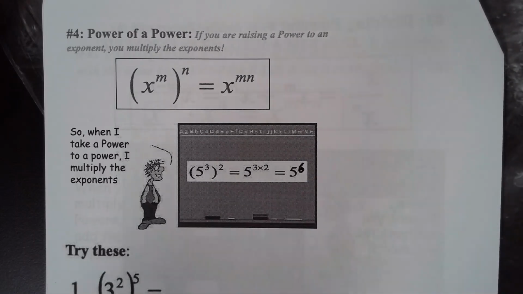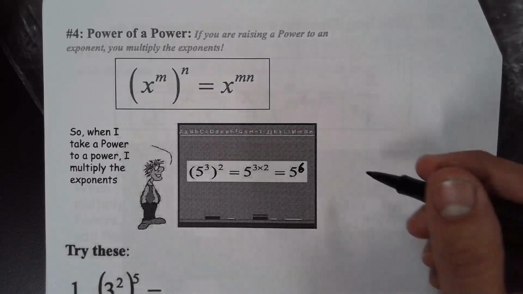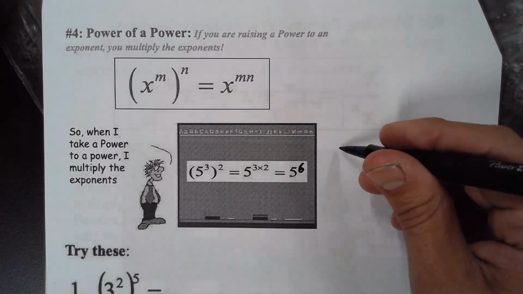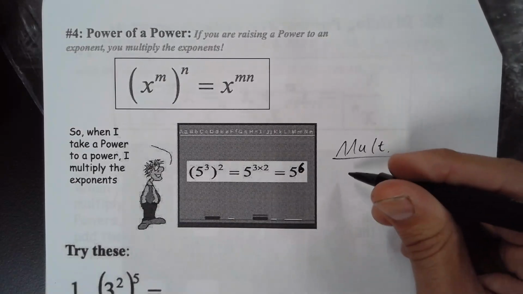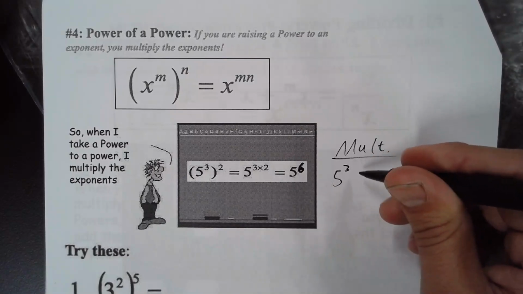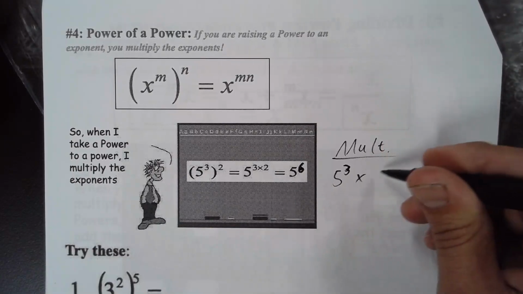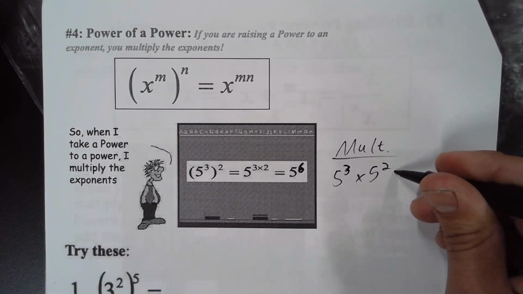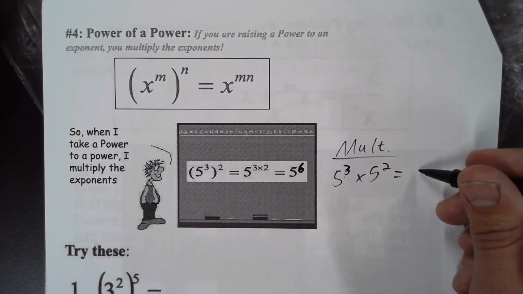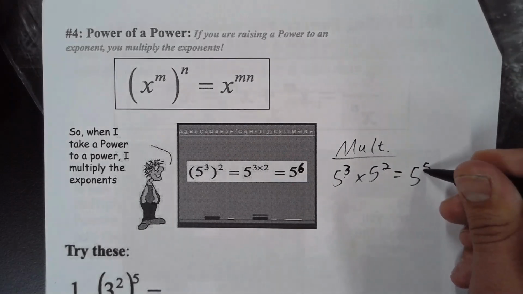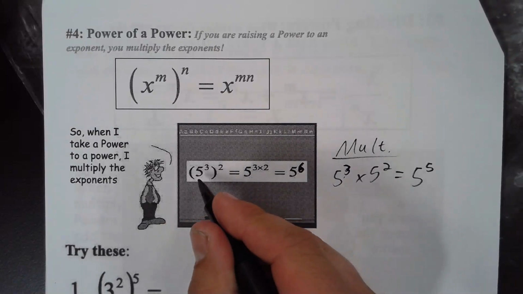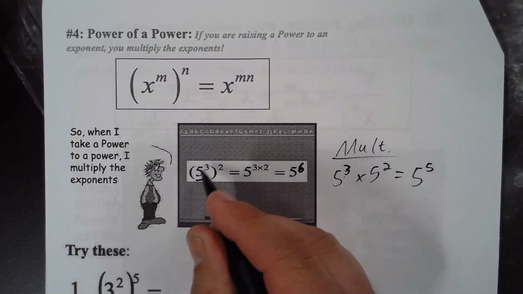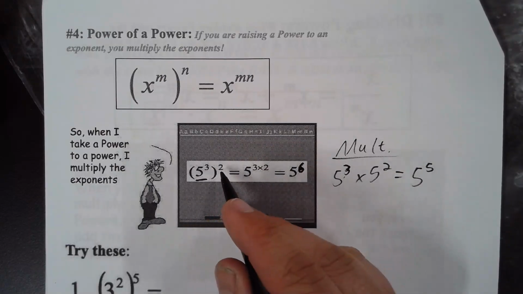So this is different from what we've been doing. Let me show you why. Lately what we've been doing is a multiplication rule. So sidebar here, just to review: if we had something like 5 to the third times 5 to the second, then we would add these two exponents and we would say 5 to the fifth. But this is different. This is raising this entire expression to the second power.